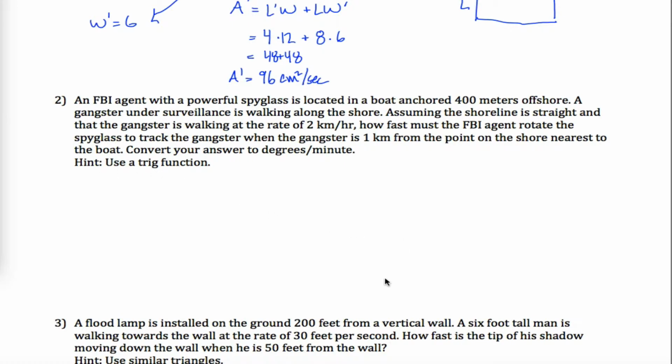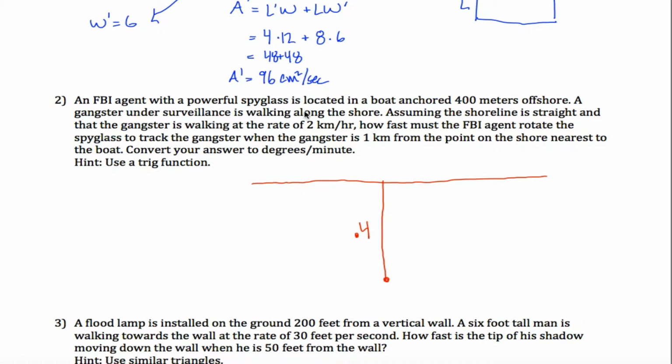Okay, next problem. FBI agent. So there's this boat. There's my boat right there. And then there's this shoreline. There's my shoreline right there. And the distance from the boat to the shoreline is 400 meters. I'm going to write that as 0.4. Why are you writing that as 0.4? Because I'm going to use kilometers throughout this problem. Because they tell me this is 400 meters, but then later on they refer to these things in terms of kilometers. So I'm going to make everything kilometers.